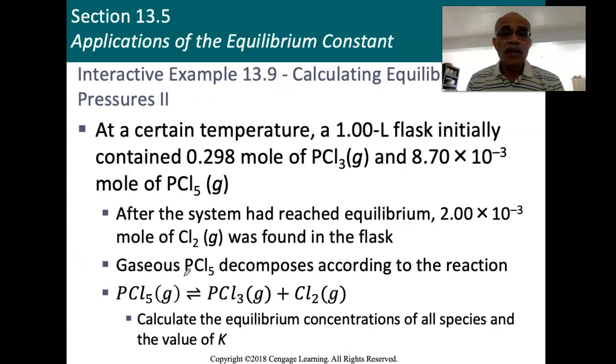Now let's look at another example. This one, we're going to look at this chemical reaction. Again, in the gas phase, all of them in a homogeneous system.